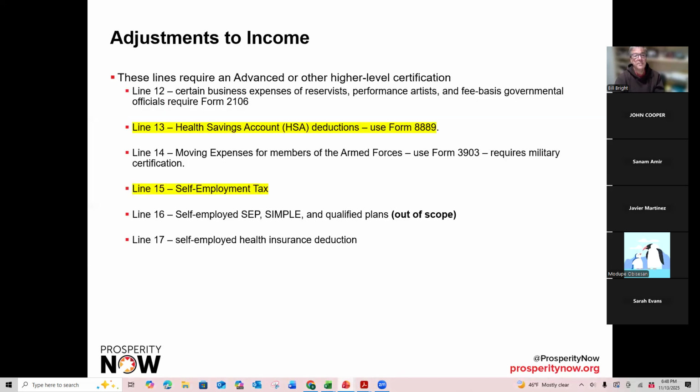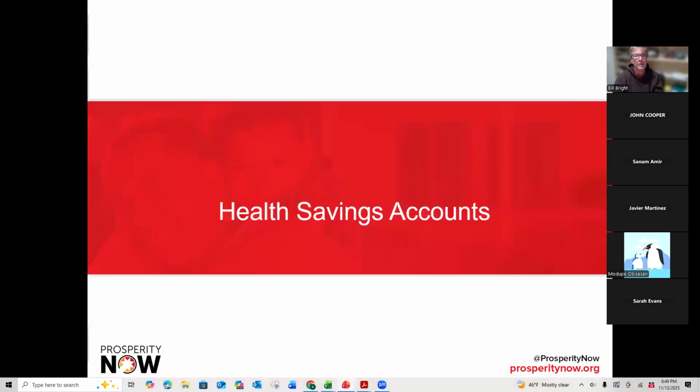Okay, there are additional adjustments. The only two that we really see are the HSA deductions, which we'll get to shortly, and the self-employment tax. Other things like certain business expenses for reservists, moving expenses of the armed forces, self-employed folks, SEP and SIMPLE, and self-employed health insurance. Again, we don't see any of that, plus it's out of scope.